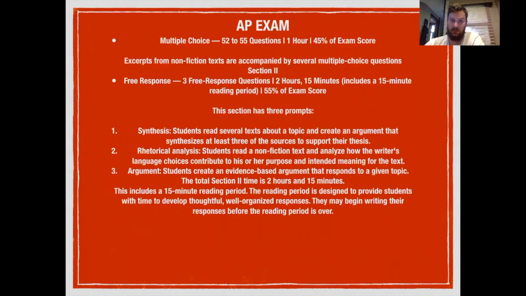Much of the class is geared toward getting the students ready for the AP exam. And here's some information about the AP exam. It's basically 2 sections. One is a multiple choice, 52 to 55 questions that the students get an hour on, and that counts for 45% of the exam. The other section is a free response where they have to write 3 essays in 2 hours and 15 minutes.